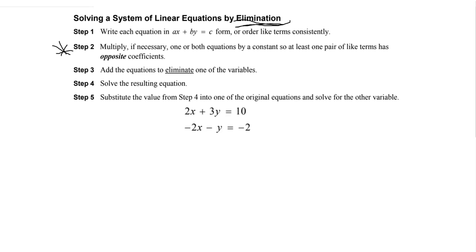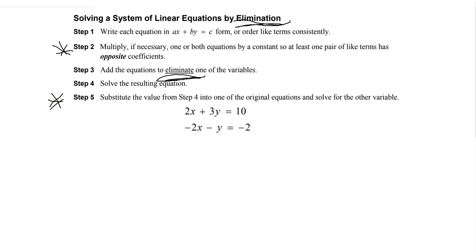Once we get to a point where the coefficients on the variables are opposites and they will eliminate each other, so one's a positive 3, the other one's a negative 3, we can then add both the equations together top to bottom. And you'll see that will eliminate one of the variables, which means we can solve for our second variable. And then step 5, just like we've been doing, we're going to have to plug it back into the original equations to solve.